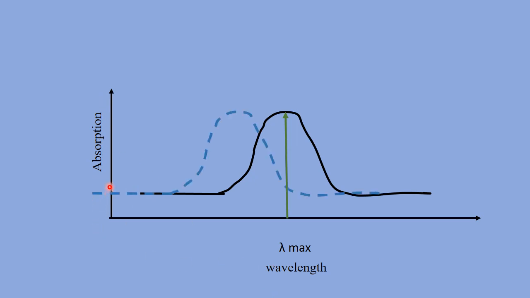So we can see here the red shift and blue shift relation. The black curve shows the normal lambda max. Here the blue indicates a blue shift because there is a decrease in wavelength, and in red color we can see the red shift. This is shifted from the original position to the right-hand side, because the lambda max increases.